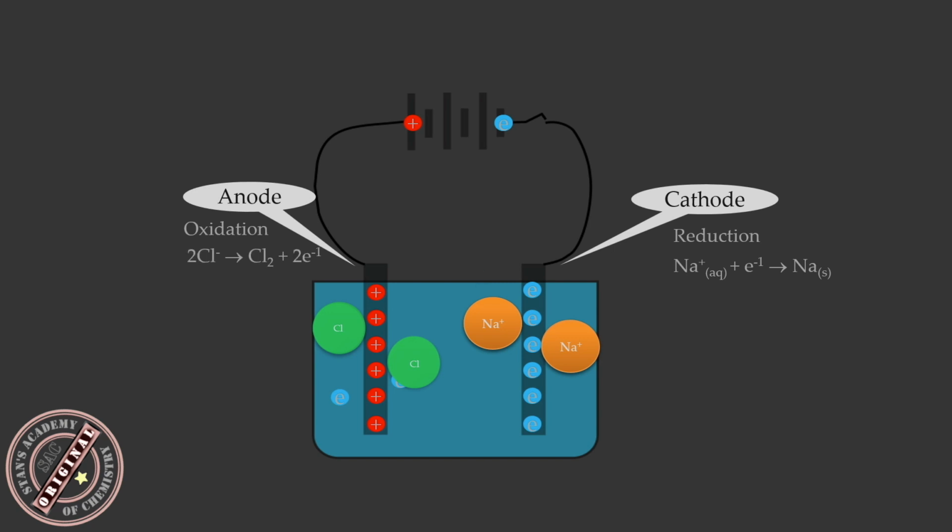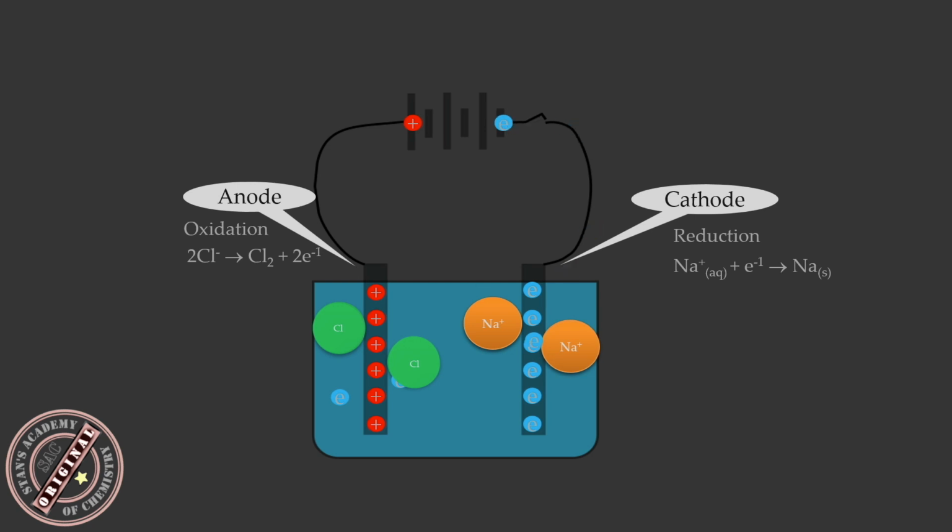Cl, on the other hand, the chloride ion, is capable of being attracted to the positive electrode because it is negatively charged. It gives up its electron and changes into a chlorine atom. A chlorine atom cannot exist by itself. It forms a diatomic chlorine molecule. So two chloride ions will approach the positive electrode, give up their electrons, and change into Cl2 gas.